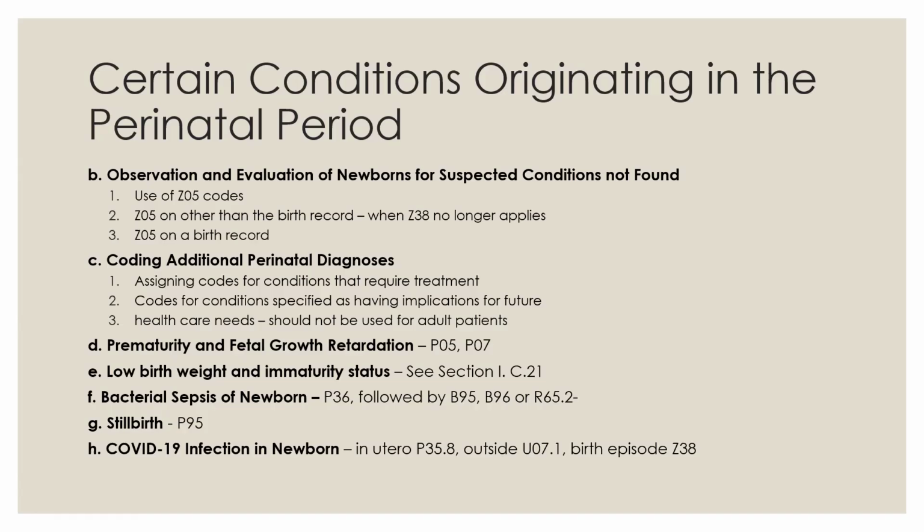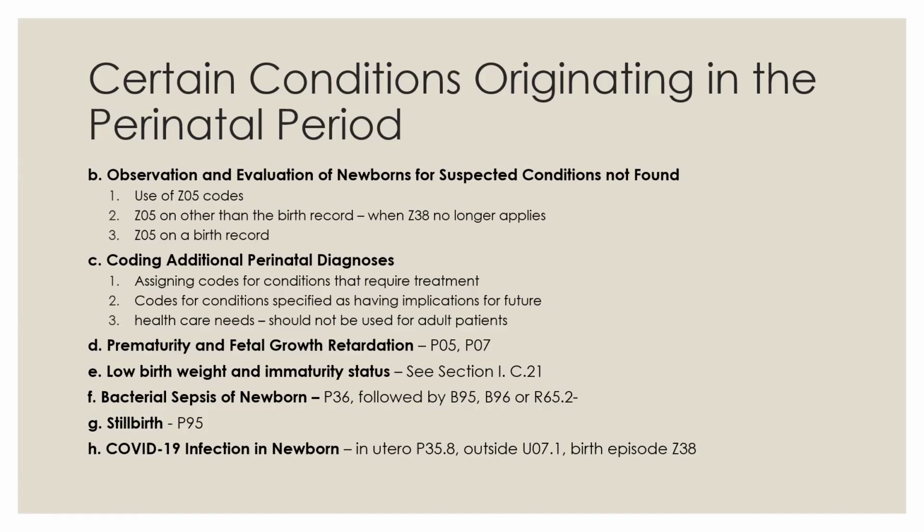For stillbirth, code P95, stillbirth is only for use in institutions that maintain separate records for stillbirths. No other code should be used with P95. Code P95 should not be used on the mother's record.